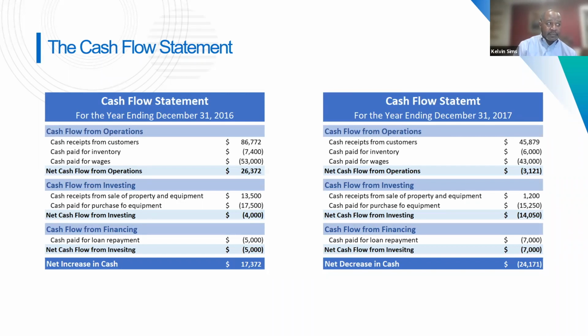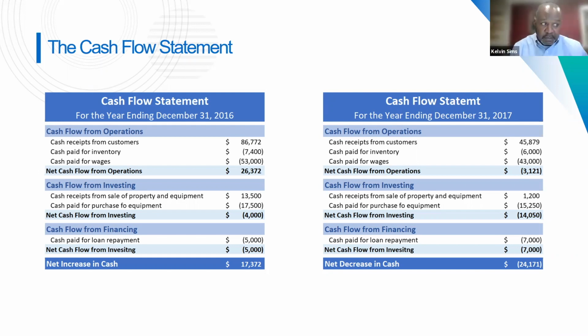From their investments, they sold property and equipment of $13,500. They paid cash to purchase other equipment of $17,500. And so they had a net cash flow from investing of negative $4,000. They had a loan repayment of $5,000. So when they take a look at all the cash coming in and going out, they had a positive cash flow of $17,372. So what that told them is in 16, you had a positive year.